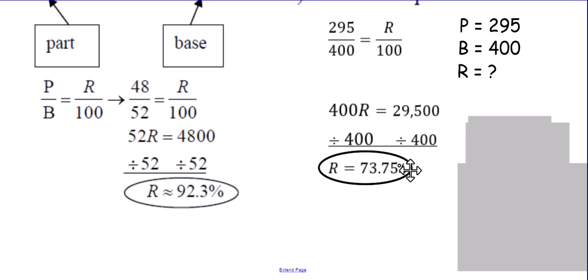73.75%, which I actually originally forgot to type my percent sign in there, so I added that in last minute, but about 74%. Now, at the bottom of your page, it does recommend you stop and think, does my answer make sense? Like 295 out of 400 is pretty close to 300 out of 400, which is the same as 3/4. 3/4 is 75%. This is pretty close to 75% for us.